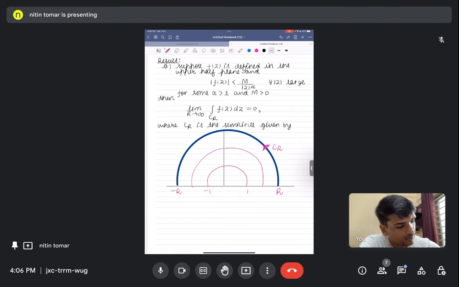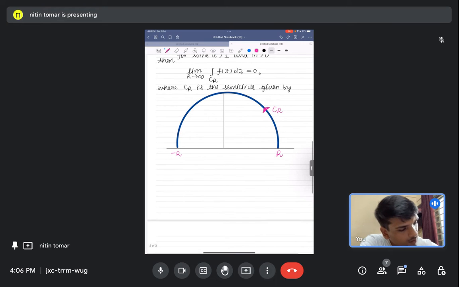Yes, upper half plane it is. Depending on R, this integration over C_R is a complex number, right? Now what they say is that this limit will go to zero. And how do you prove that? This is easy.